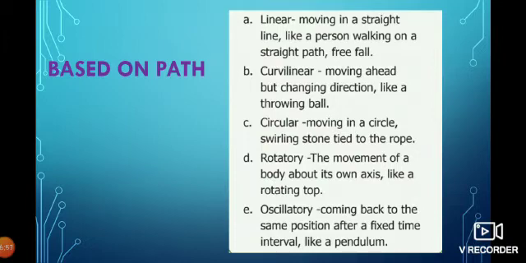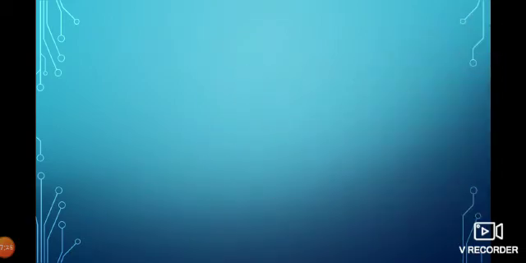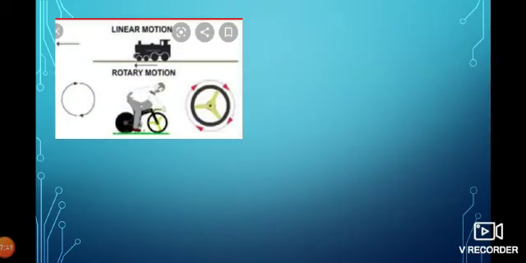Rotatory motion means the movement of a body about its own axis. There is an axis, and the body moves around it. And oscillatory motion means the body comes back to the same position after a fixed interval of time; that is oscillatory motion.